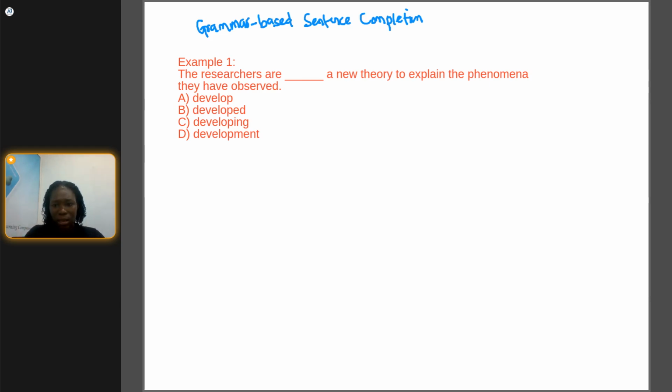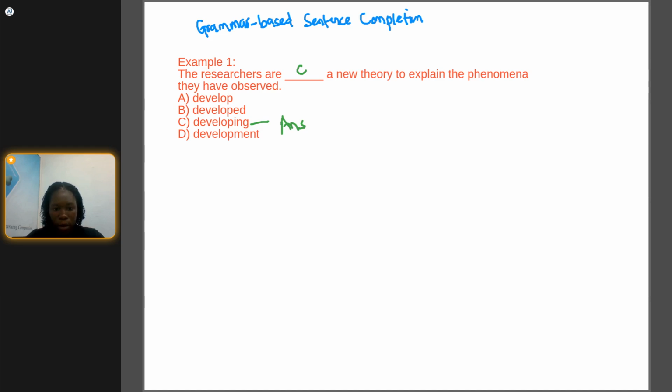From here you can see the researchers are doing something. That's a continuous tense. They are working on a theory to explain something that they have observed. So it's not something that they have done. It's something they are currently doing, which is a continuous tense. There's no end to it yet. So you need to understand tenses if you are dealing with questions like this. Option C is our answer because this is the continuous tense, and since it is our only continuous option, it is the appropriate answer.